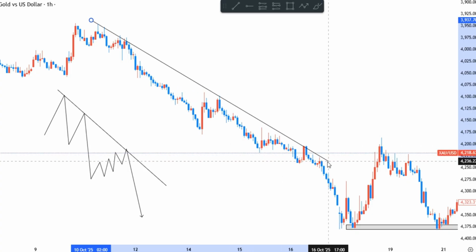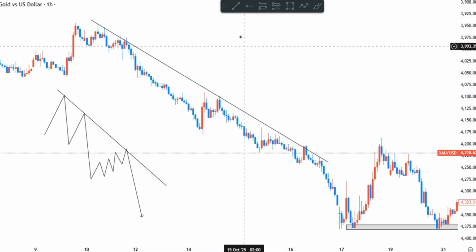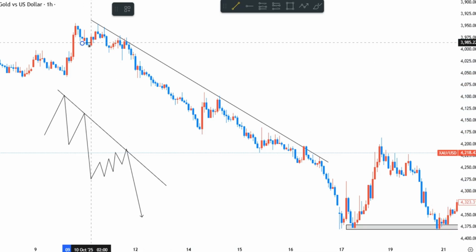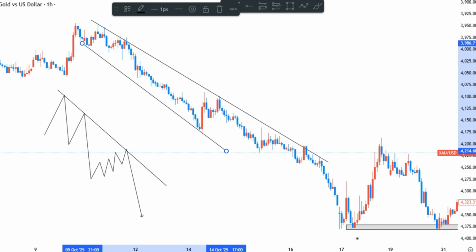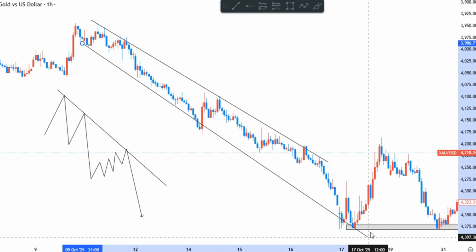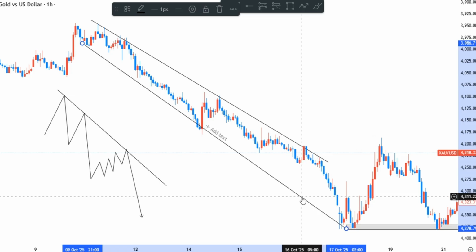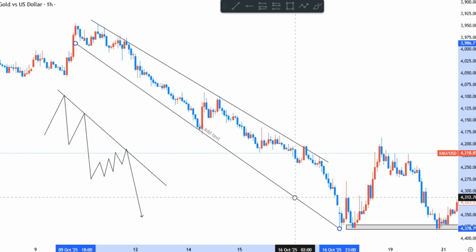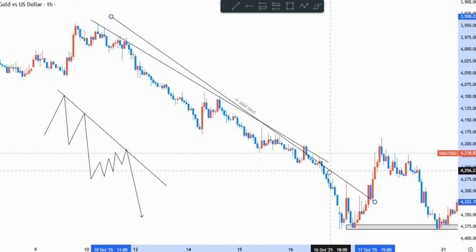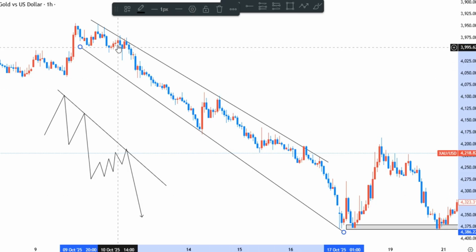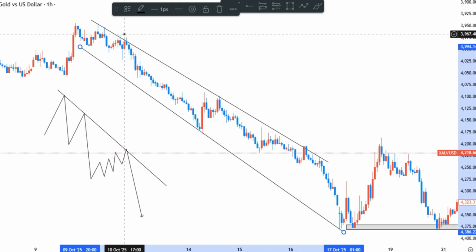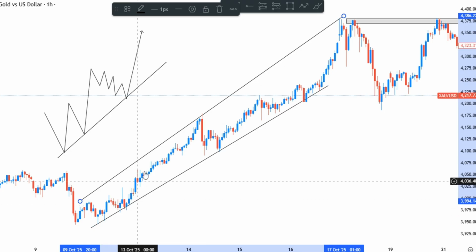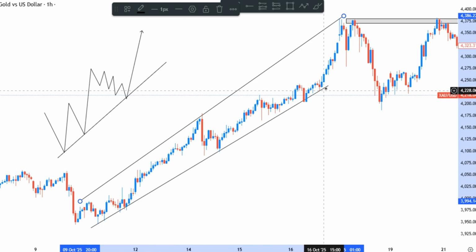You can use the bodies or the wicks. Pick one point, connect the other point, and you can extend it, waiting for the last point. I'm just showing you how to draw the trend line. For a downtrend you draw your trend line on the tops, which are the lower highs, while for an uptrend you draw your trend line at the higher lows.